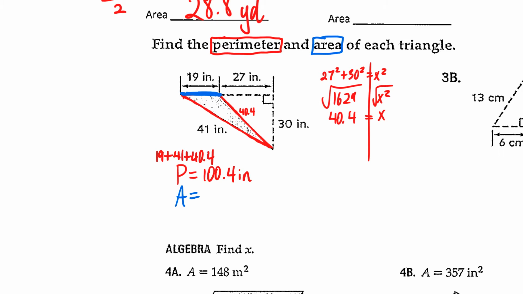So the 19 is the base, and what's going to be the height? Is going to be the 30. That's straight up and down, the perpendicular distance from the base to the tallest point. So 19 times 30 divided by 2 is 285 square inches.